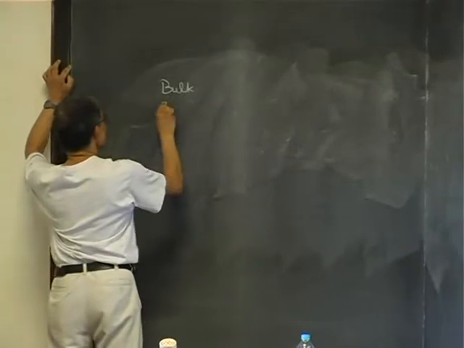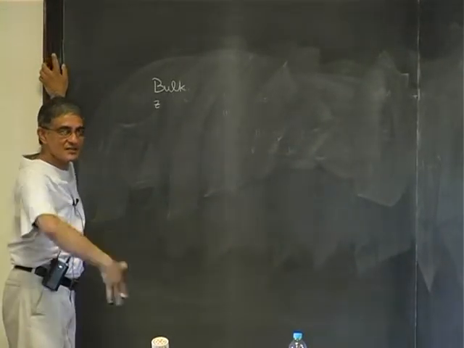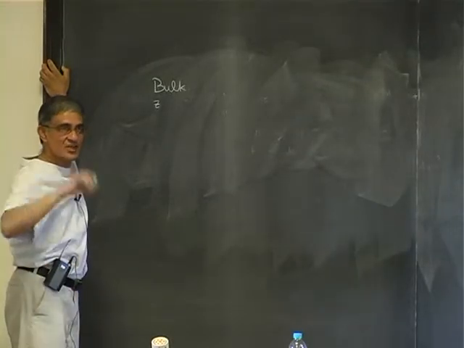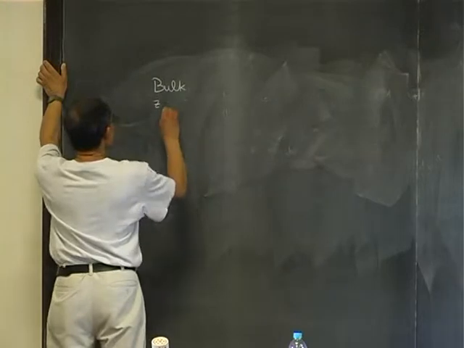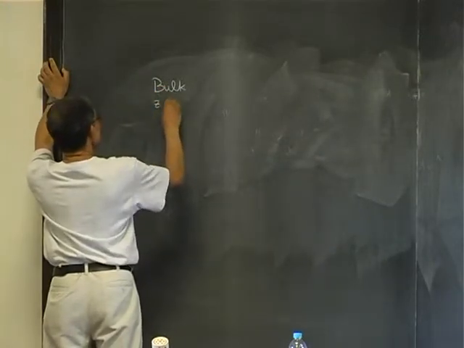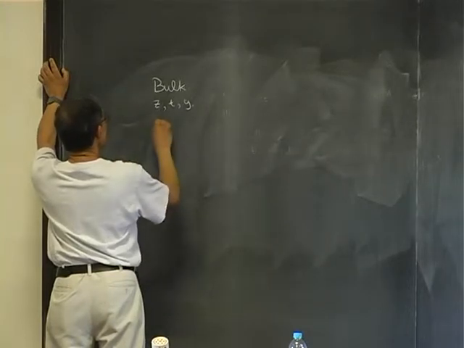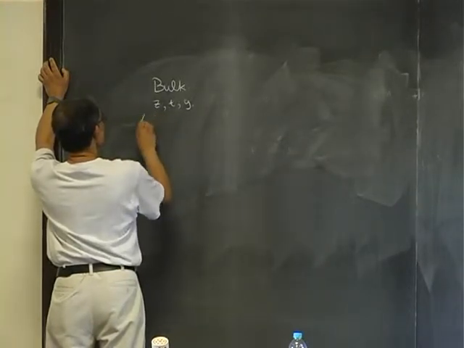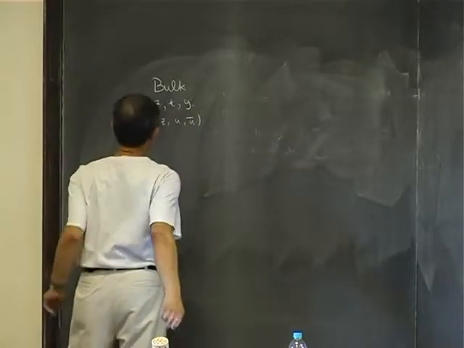You have a bulk, and there I'll do everything in the context of AdS3. The whole thing just generalizes to any AdS without much trouble, but this is a little bit concrete. So bulk has coordinates z, t and y, or equivalently z, u and u bar.